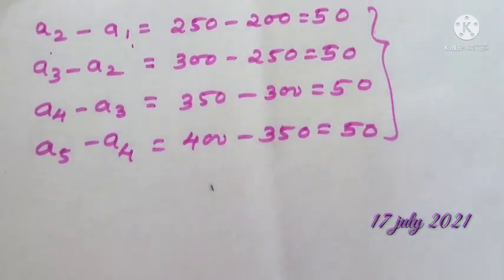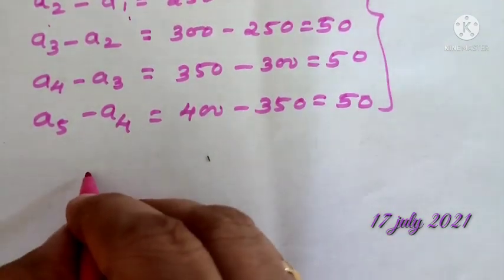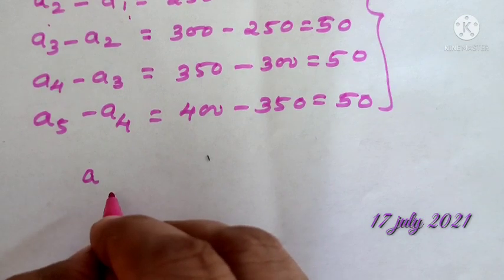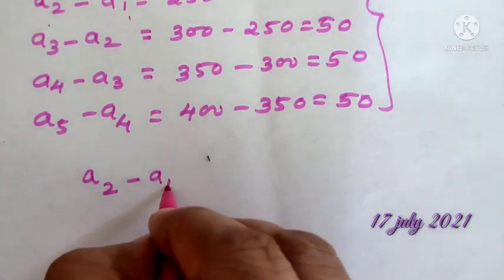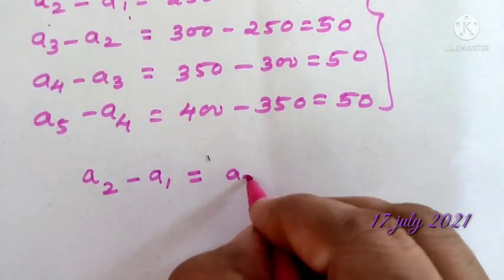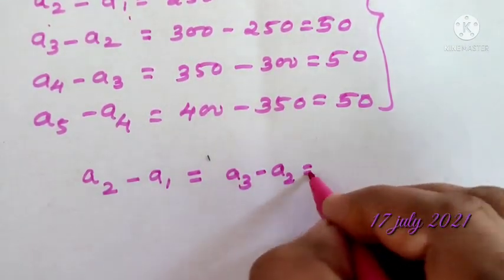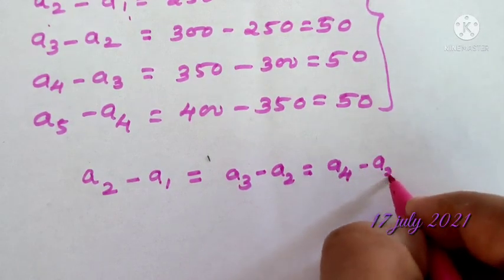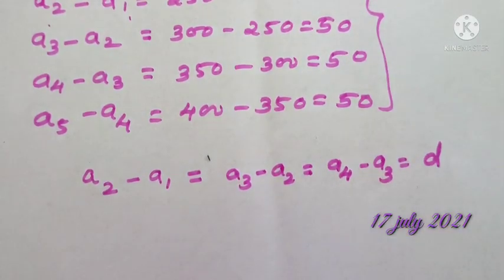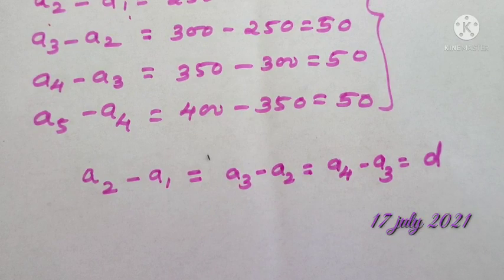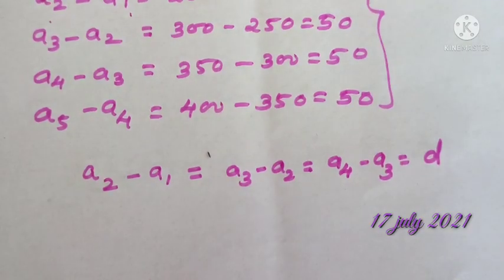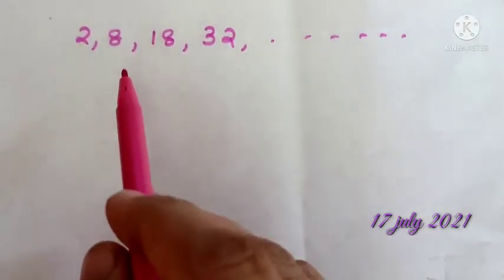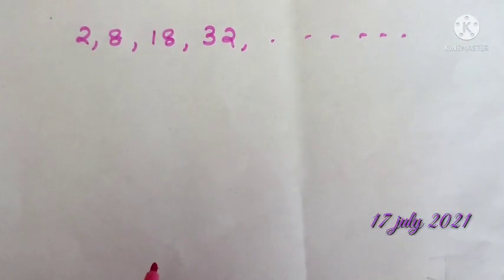So what is the conclusion we are getting? In an AP, where A1, A2, A3, A4, etc. are the terms, A2 minus A1 equals A3 minus A2 equals A4 minus A3 equals D. D is called the common difference. If the common difference is not the same, then it is not an AP. Now check whether 2, 8, 18, 32 is an AP or not.